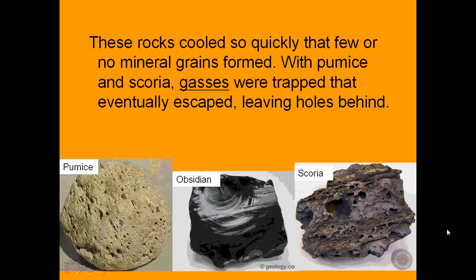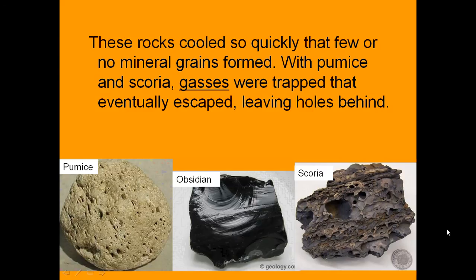These rocks cooled so quickly that few or no mineral grains formed in them. With pumice and scoria, you'll see holes in those rocks. That's because gases were trapped and they eventually escaped, leaving holes behind. So the pumice and the scoria, these are both igneous rocks. They actually erupted from the volcano, extrusive igneous rocks, remember, exiting the surface of the Earth. And those gases popped and left them looking pretty holey.